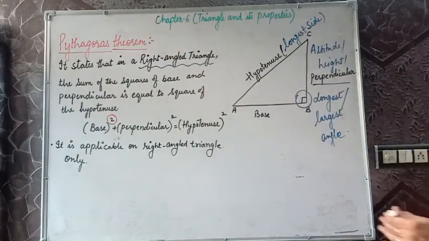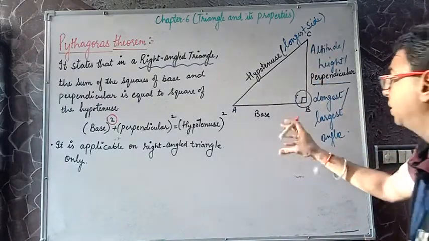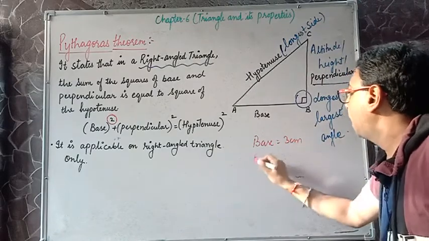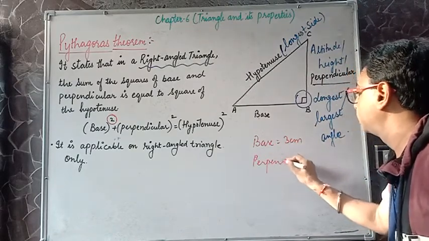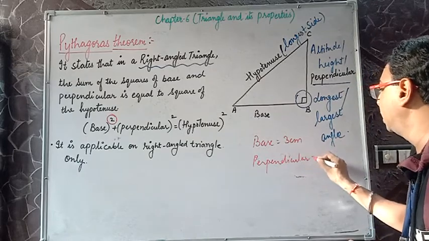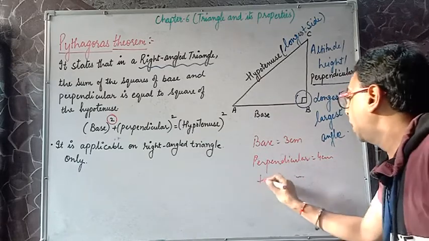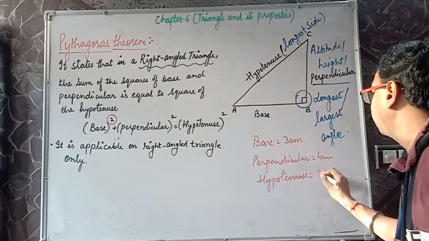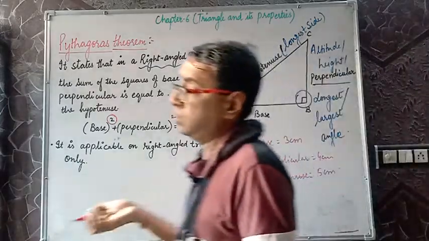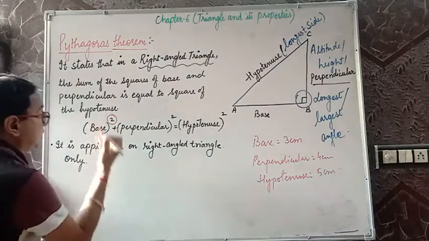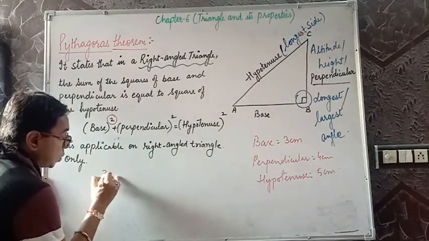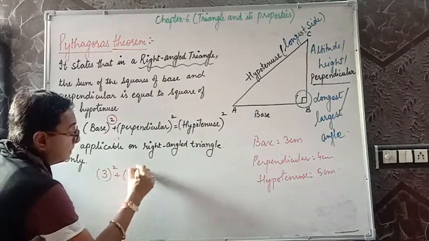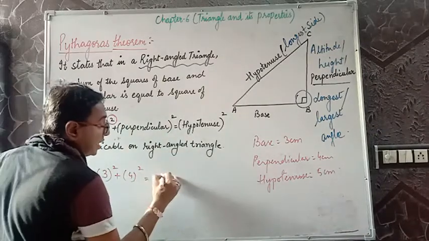Let's have a proof of this. Let me take base equal to 3 centimeters, perpendicular 4 centimeters, and hypotenuse 5 centimeters. First of all, let us prove whether it is applicable or not. As per the Pythagoras theorem, base square means 3 square, plus perpendicular square means 4 square, must be equal to hypotenuse square, that is 5 square.